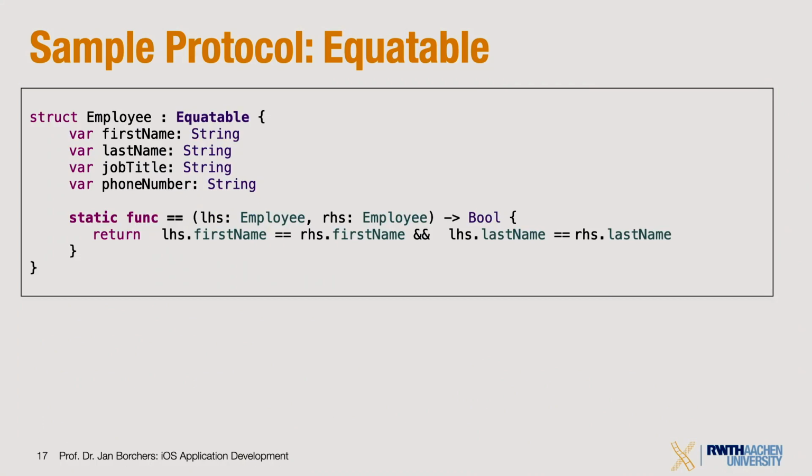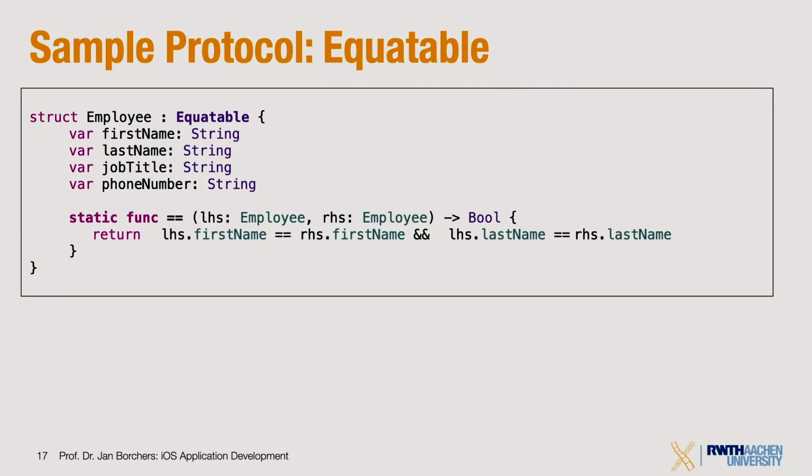then things work out. What do you need to do to adopt the protocol? Well, you need to implement one function, right? That's the requirement of the protocol. It says there needs to be a function. You need to basically define what equals means, right? So you're defining the equals operator here in this case.